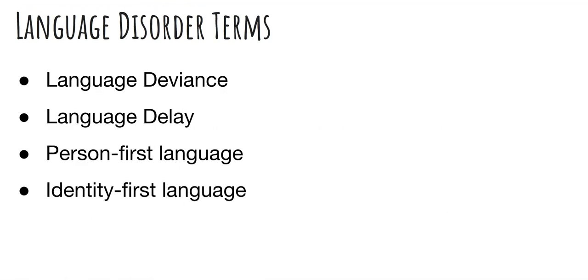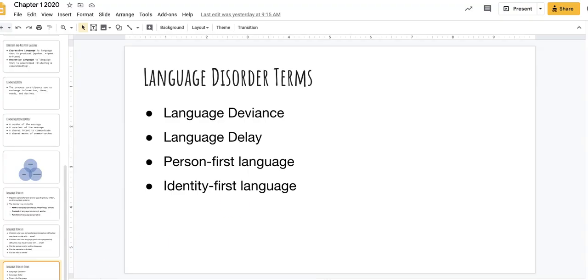And then I want to talk about these terms with you in class. These are in your book, so things like language deviance, language delay, person first language, identity first language. Why might we use some and not others? Okay, so that is chapter 1.